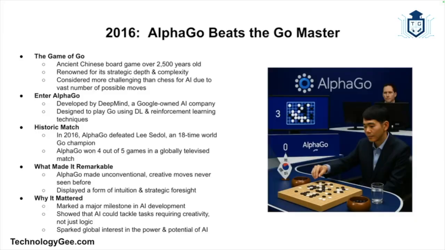All right, moving forward to 2016, you have AlphaGo. This beats the Go Masters. So you might have heard about chess, but what do you know about this game called Go? Well, this is a 2,500-year-old Chinese board game known for its complexity. And humans were unbeatable until AI showed up.